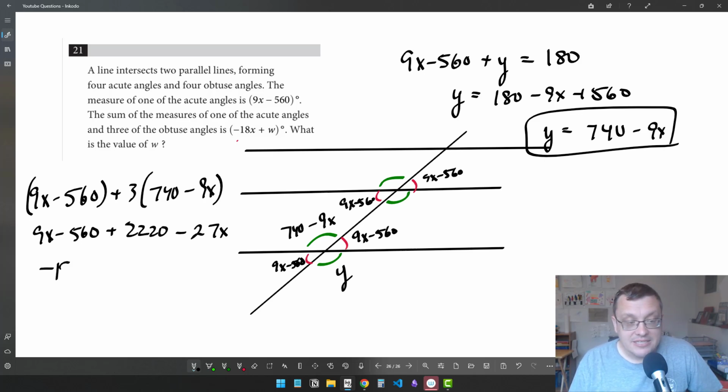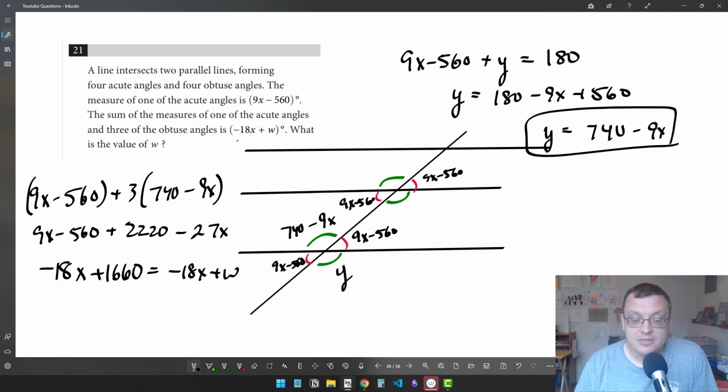Cool. Now let's combine our terms. I get negative 18x, and 2,220 minus 560, which is 1660. This is supposed to equal, ultimately, this is like an equivalent expressions problem, negative 18x plus w. Since the negative 18x matches the negative 18x, that's good. It must mean this must match w. So our answer is therefore 1660.